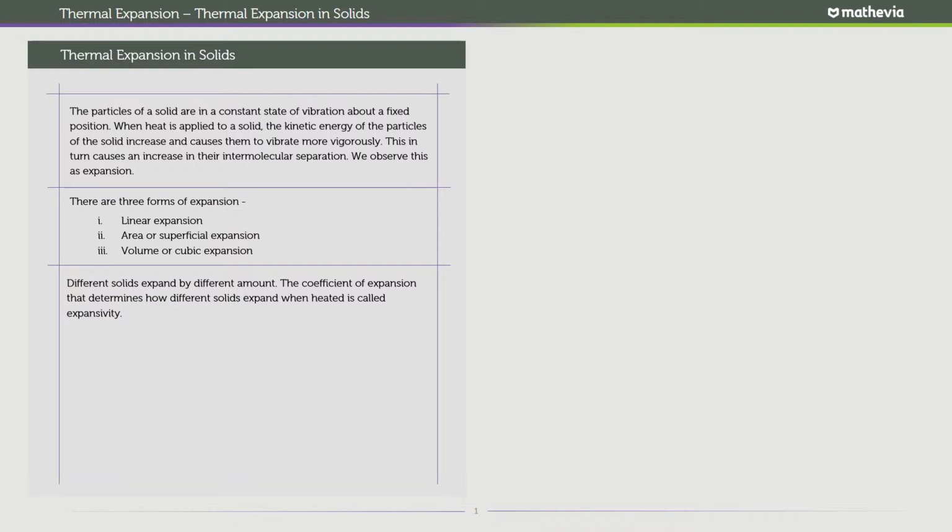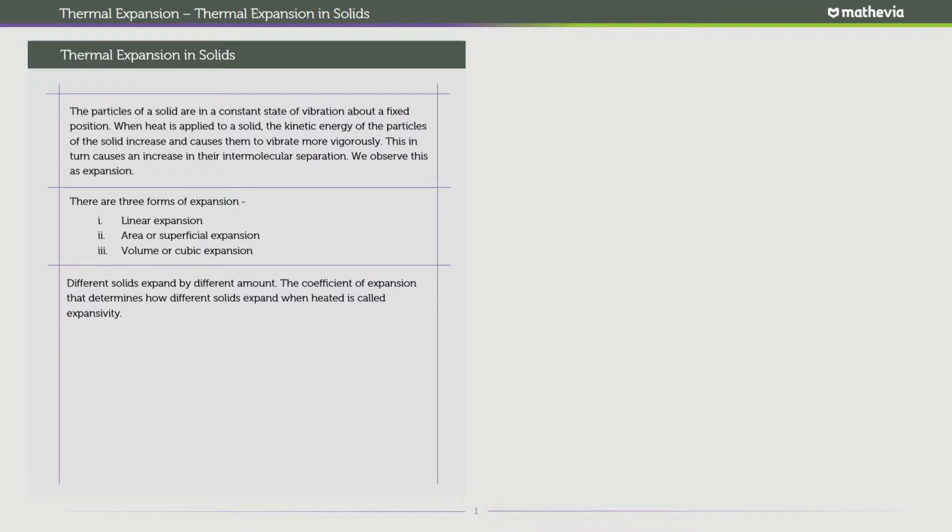But the idea is that there are certain properties of certain materials that make them expand more or less than other ones. They do not expand by the same amount, and it's based on what that material is and what its properties are. We bring those properties together, we sum them up for each material, and we call this the coefficient of expansion or expansivity. This is what determines how different solids expand when heated.